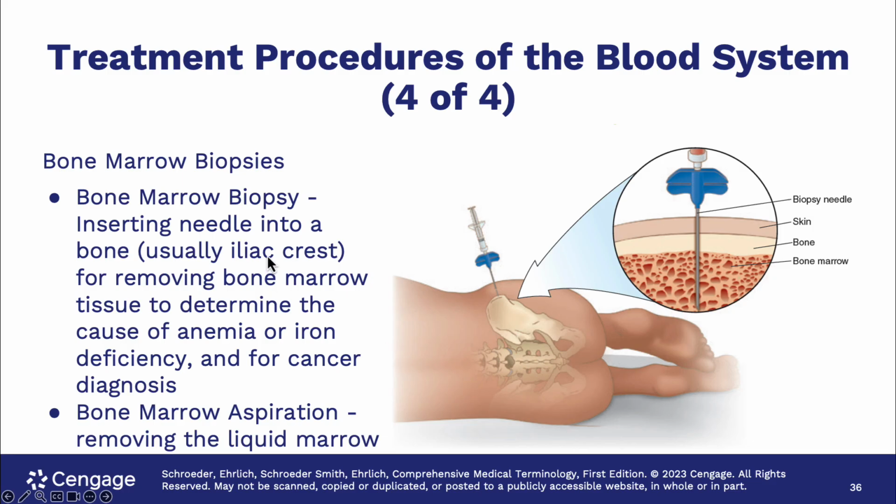And then if you're not able to, or if this doesn't give enough answers, they do bone marrow biopsies, and they do this by sticking a needle into the pelvis usually, and they will draw out blood marrow and use that to figure out if you're having certain types of cancer and other things like that.